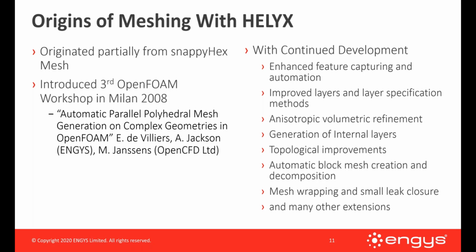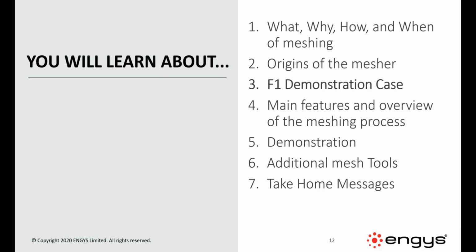There's also improvements in mesh wrapping and small leak closure. That one is particularly important for what would be termed dirty CAD, something that might have a gap, and we would need to send that back to an engineer to clean up the CAD before it's sent to the mesher. However, the mesher inside of HELYX is able to wrap those holes if we need to and close these small leaks. There's many other extensions. This is just a short list of some of the continued developments that have happened over the last 10 years with helyxHexMesh.